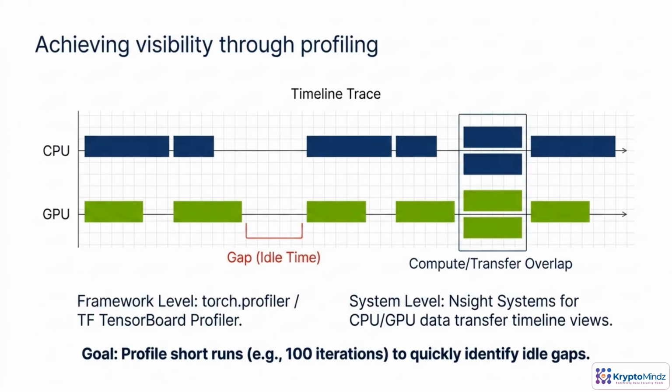Once mixed precision is running, profiling tells you whether your GPU is truly busy or just waiting on the CPU or data transfers. Timeline traces often reveal gaps where either the CPU or GPU is idle. Your goal is to shrink those gaps, or better yet, overlap compute with data movement. Use framework profilers like torch.profiler or TensorBoard for a quick view, and Nsight Systems when you need detailed CPU and GPU timelines. Profile short runs, maybe 100 iterations, to rapidly spot and fix inefficiencies.